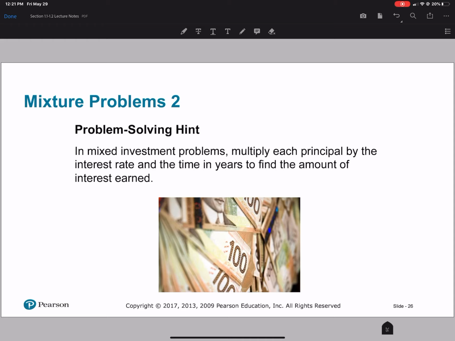Your second mixture problem. It says problem solving here. In mixed investments, we're talking about money now. Problems, multiply each principal by the interest rate and the time in years. You're going to see this may look familiar. And the amount of interest earned.